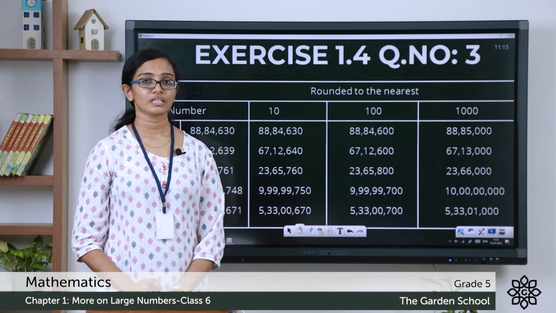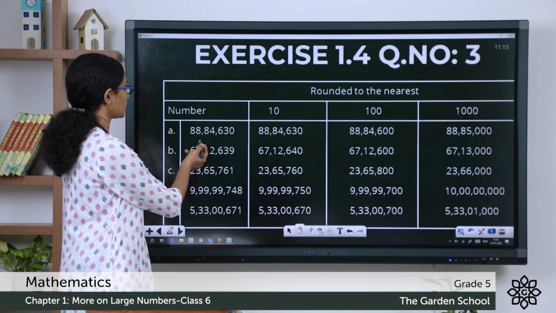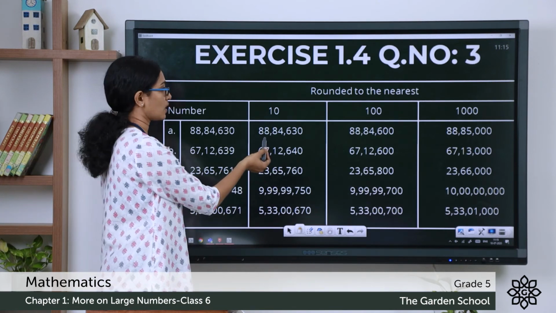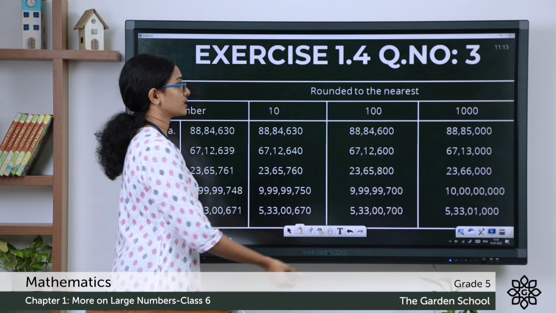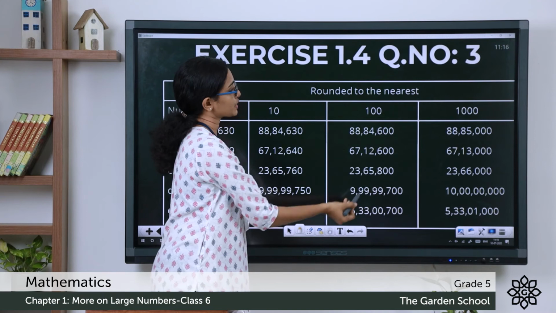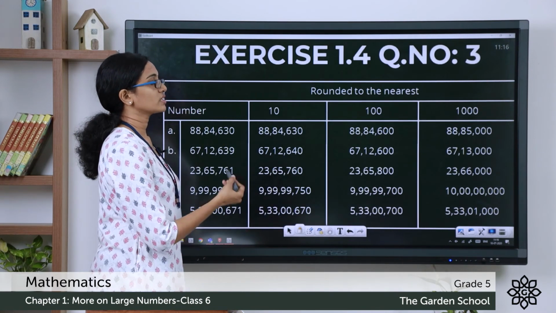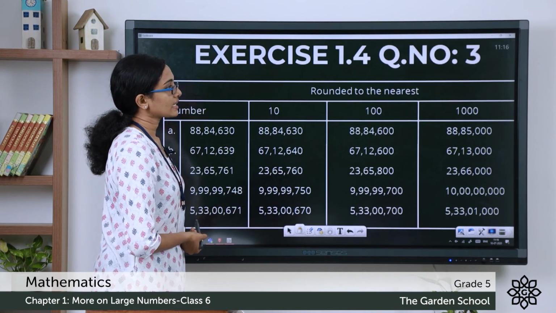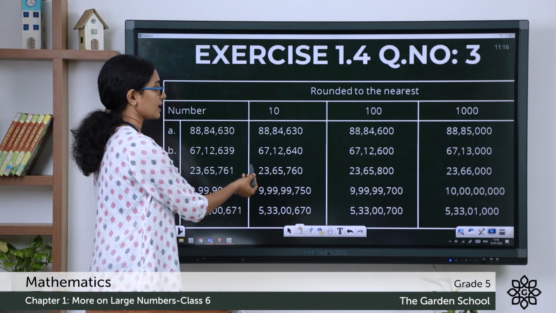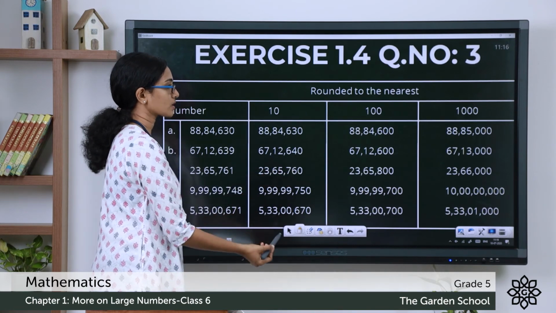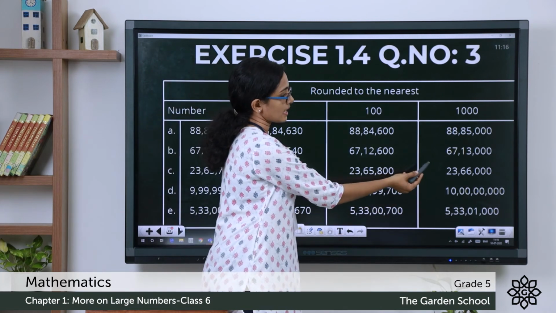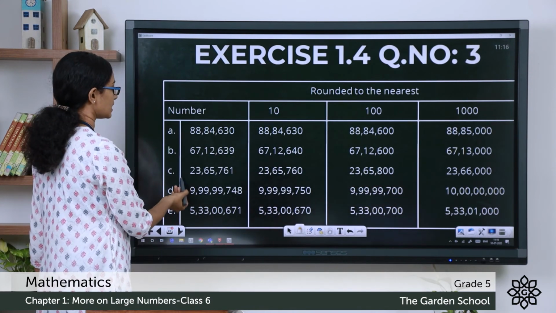After rounding off, the answers will be, for question A, to the nearest 10, it is 88,84,630. To the nearest 100, the answer will be 88,84,600. To the nearest 1000, 88,85,000. For question B, the answers are 67,12,640, 67,12,600 and 67,13,000.